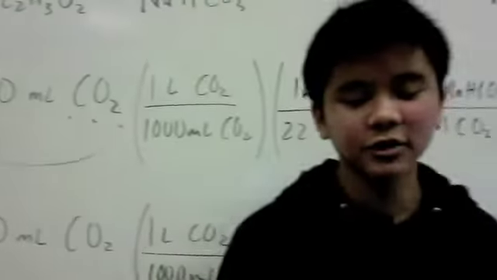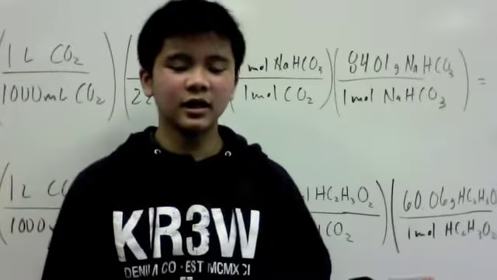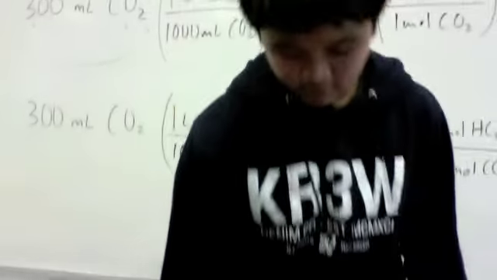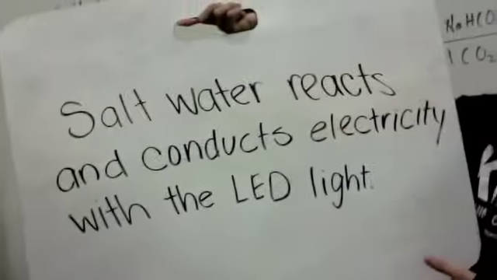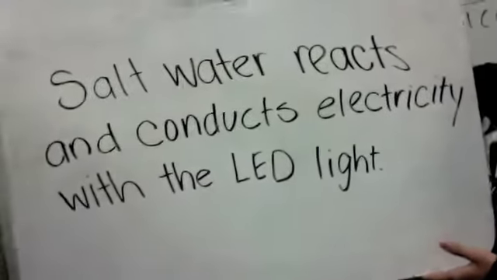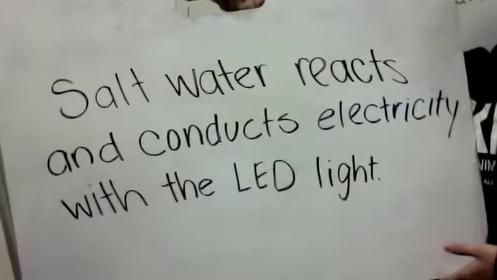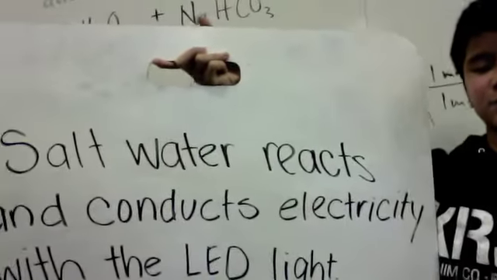So then the CO2 expanded, the balloon pushed the car down, it hit the dominoes, then hit the LED lighting, which fell into the water, and the salt water reacts and conducts electricity with the LED lighting. So when the LED lighting fell into the water, it reacted and the red light lit up.